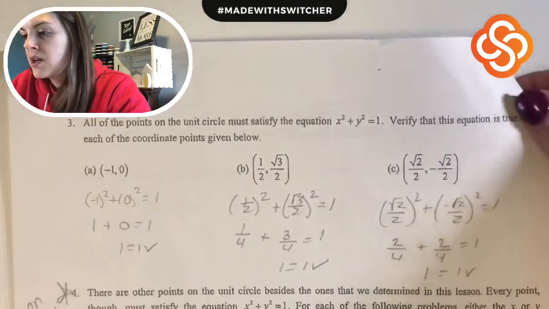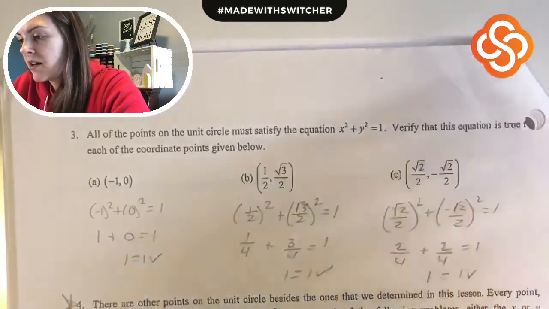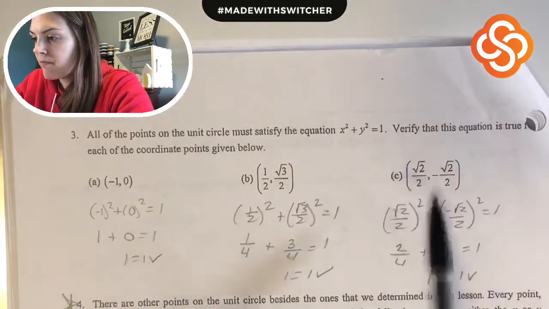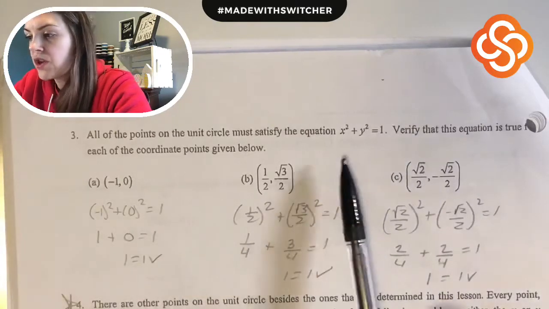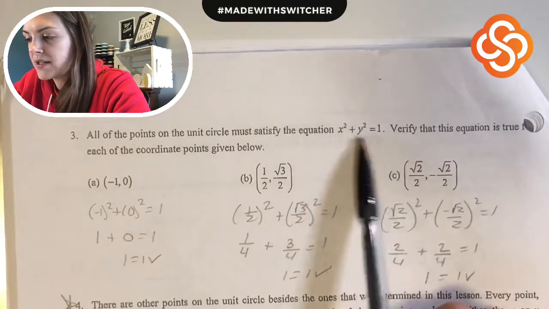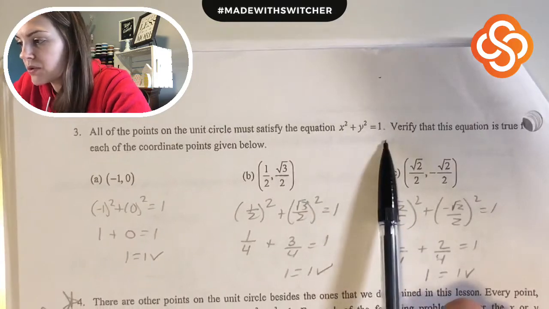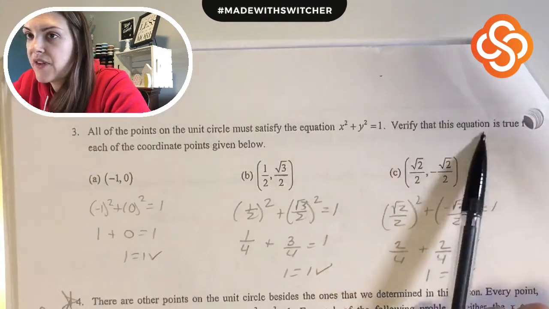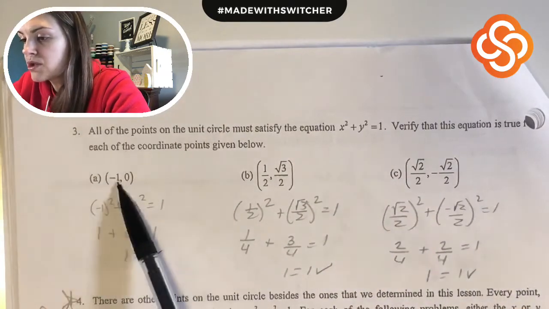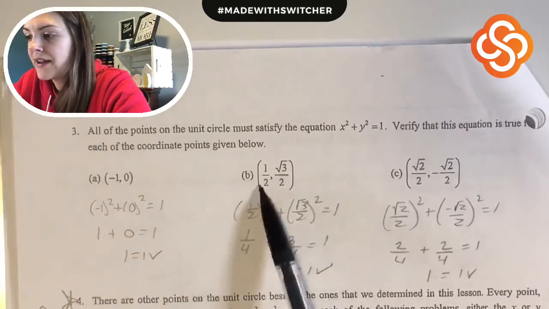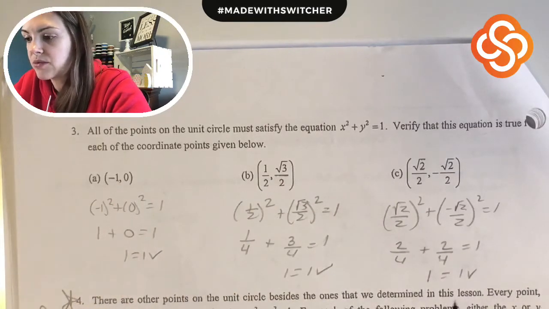All right. Also at the beginning of the notes, we have to know that the unit circle is this equation right here, x squared plus y squared equals 1. Here we're just verifying that it's true for each below. It's just a substitution and a check to make sure that the left side equals the right side.